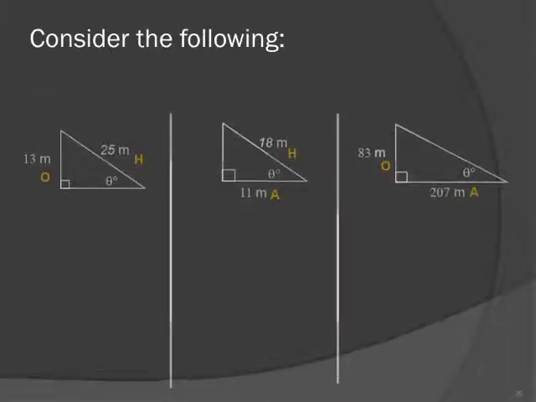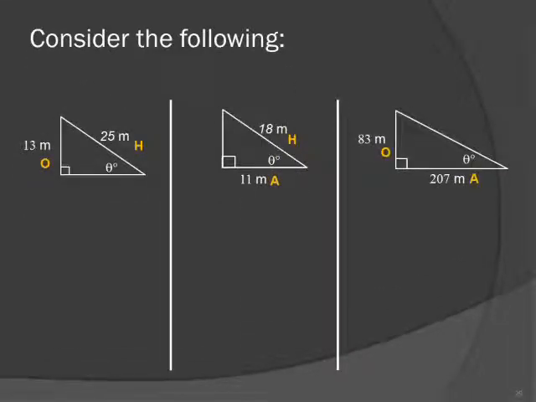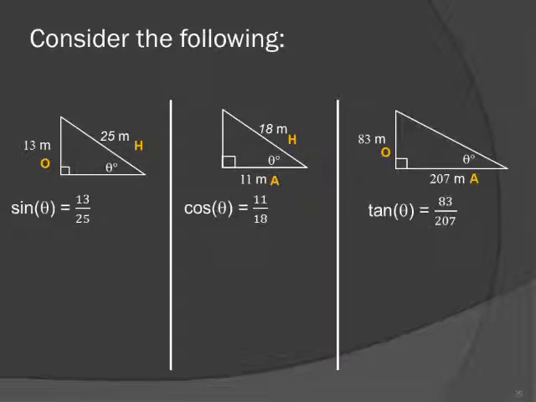Consider the following. Again, I'm going back to having the three different problems, and you can see how each one of them works in identically the same way. So step 1, identify your main ratio. In the first one, sine of the angle is 13 over 25. In the second one, cos of the angle is 11 over 18. In the third one, tan of the angle is 83 over 207.